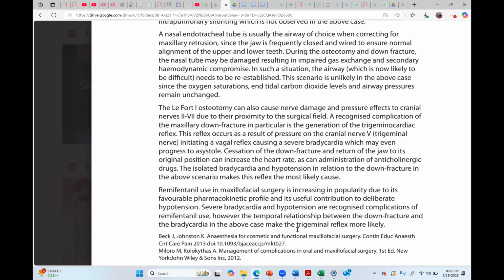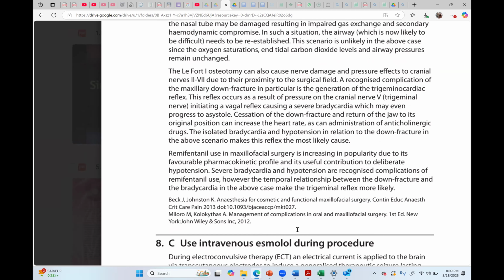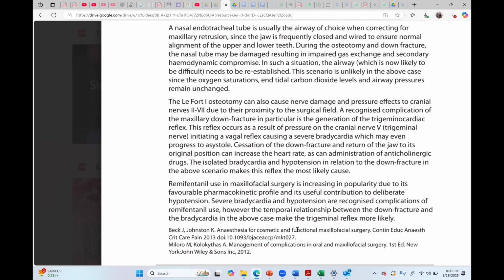So severe bradycardia and hypertension are recognized complications. However, the temporal relationship between the fracture and the bradycardia in the above case makes the trigeminal reflex more likely. Okay. So if you want to find, for example, CEA, CCP articles, they are arranged by me in the articles. CEA, CCP, and BJA Education are the same. It is the previous name of BJA Education, Continuing Education in Anaesthesia, Critical Care and Pain. And BJA Education is the new name of this.